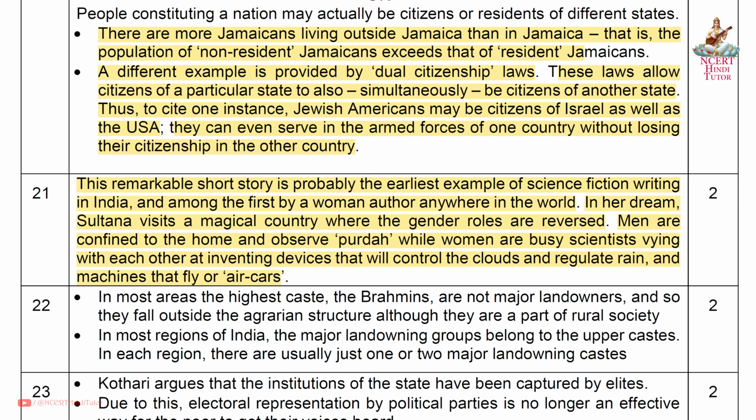Answer. In most areas, the highest caste, the Brahmins, are not major land owners, and so they fall outside the agrarian structure although they are a part of rural society. In most regions of India, the major land owning groups belong to the upper caste. In each region, there are usually just one or two major land owning castes.